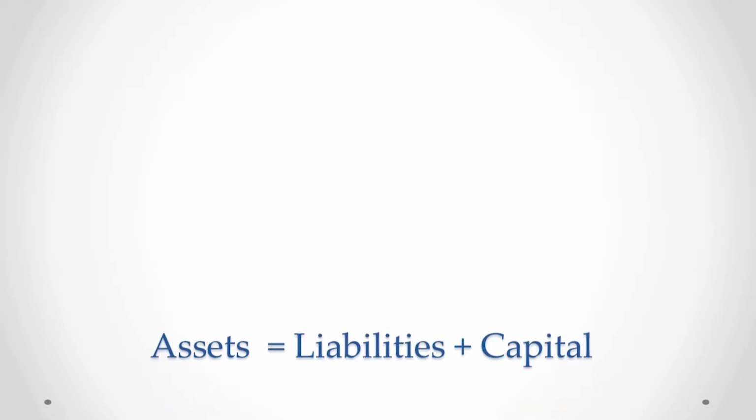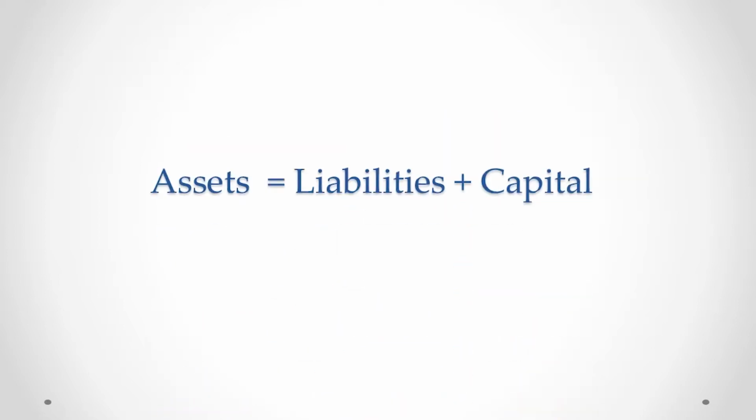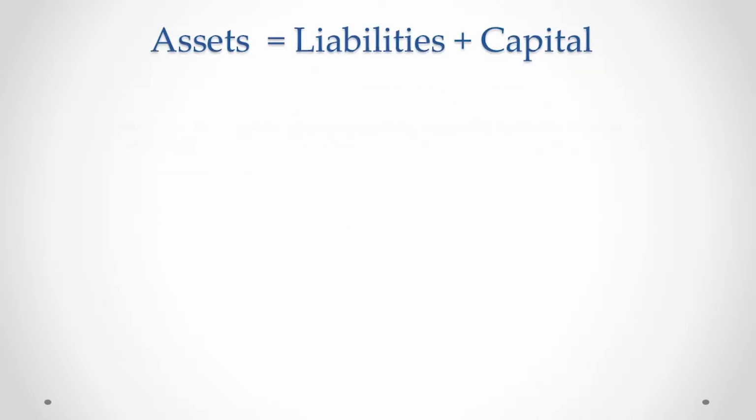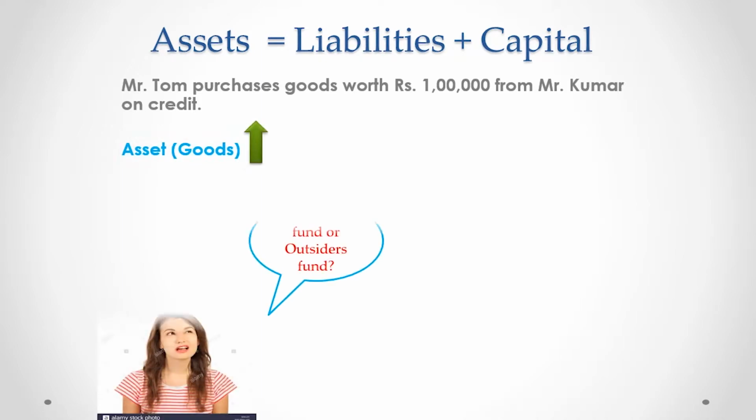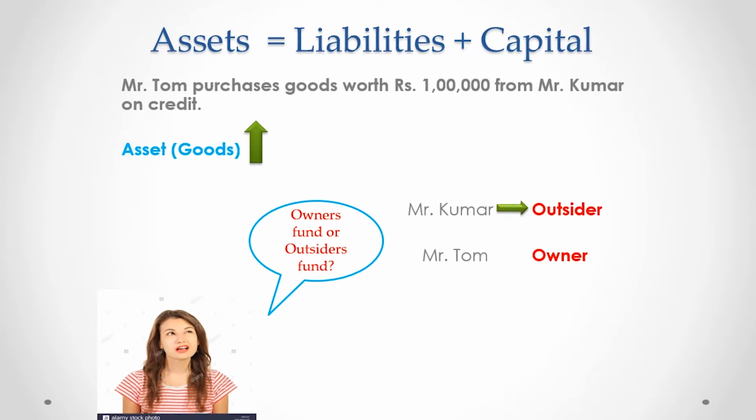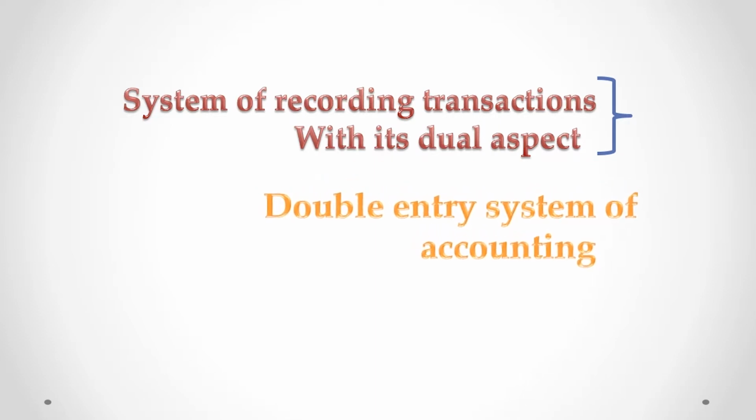This principle gives the accounting equation: assets equal to liabilities plus capital. This means all assets of the business are either provided from the funds of the owner or outsider. For example, Mr. Tom purchases goods worth rupees 1 lakh from Mr. Kumar on credit. In this example, asset increased. We have to find out whether this is due to owner's fund or outsider's fund. Kumar is an outsider, so liability increases. The system of recording transaction with its dual aspect is called double entry system.